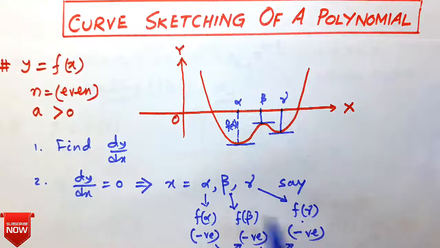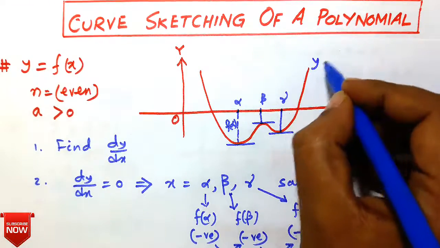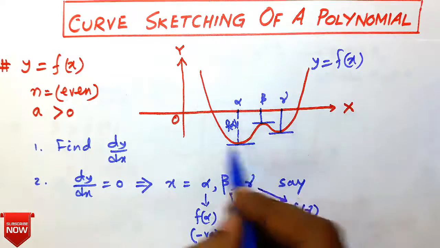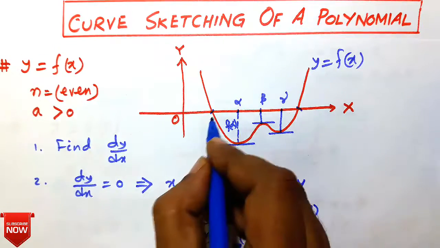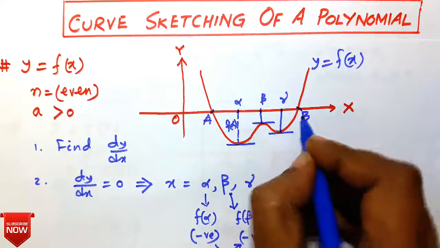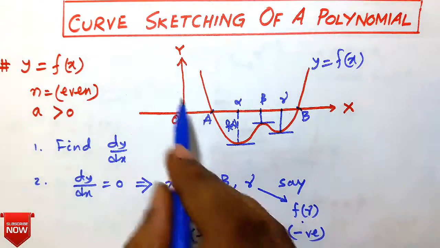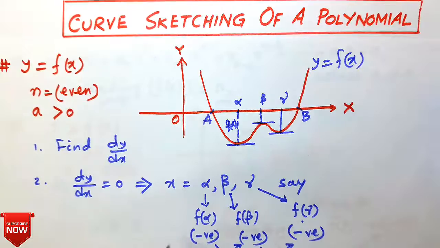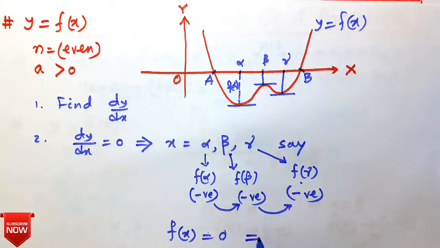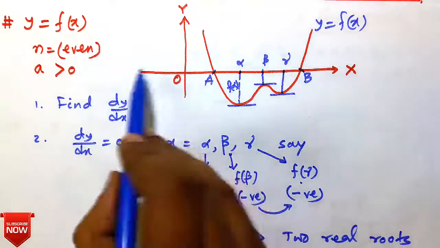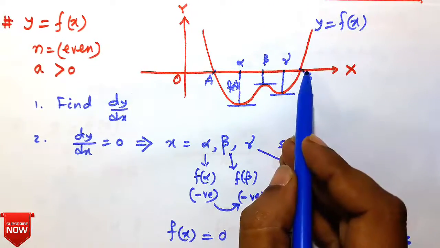So for this, the given curve, this is actually y is equal to fx, will cut the x-axis at only 2 points, this point and that point. So the curve y is equal to fx has 2 zeros. That is, fx is equal to 0 has 2 real roots, because this curve fx is cutting the x-axis at 2 distinct points.